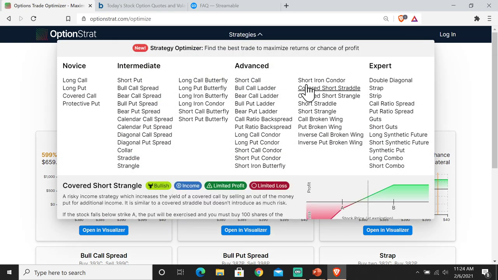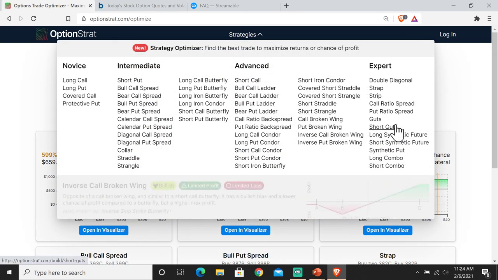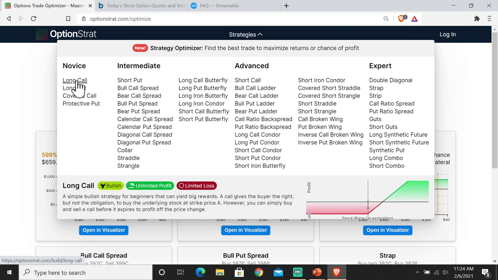So here they have the selection for all of the different strategies. And if you hover over them, they actually tell you, is this bullish? What's the profit look like? What's the limit loss? And they show you the graph of the profit and loss based on the strike price. And once you get in there, you can mess around with the graph and play around with the numbers to see what the actual profits and loss look like. And they have a slight description of when you would take that play. Let's take a look at TTD first, though, here.